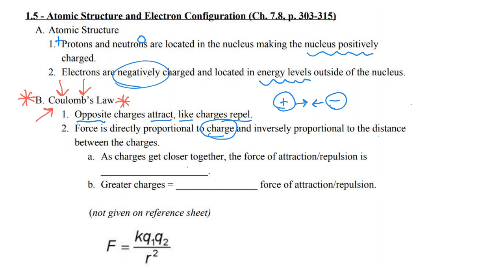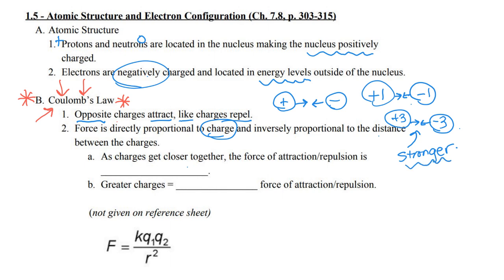So like if I have something that has a charge of +1 and something that has a charge of -1, they're going to have a certain amount of attraction. But if I have something that has a larger charge, it is going to be stronger because those charges are bigger. So it has to do with the charges. The greater the charge, the greater the force of attraction. So actually we'll go ahead and fill this in right here. This should say stronger force of attraction, or repulsion if we're talking about charges that are the same.